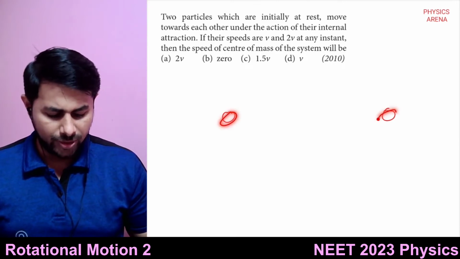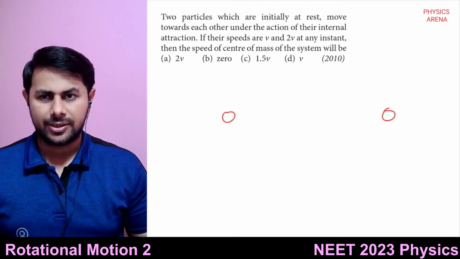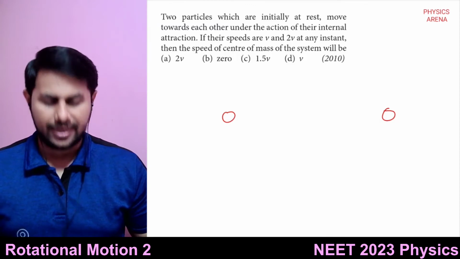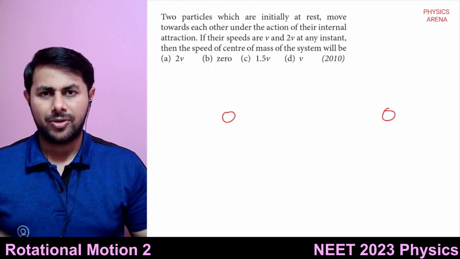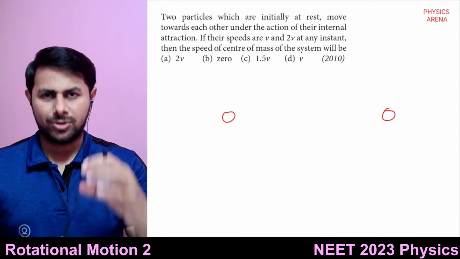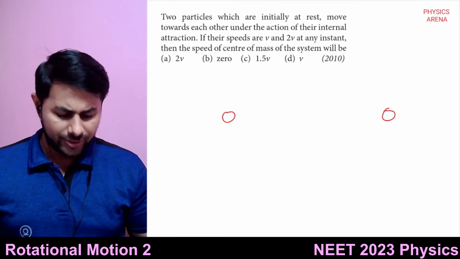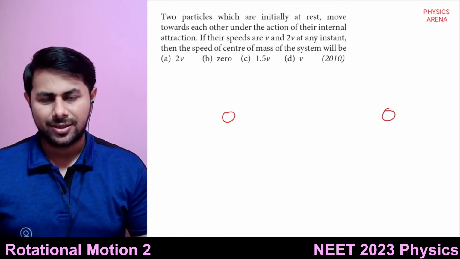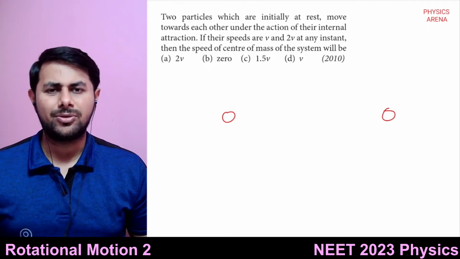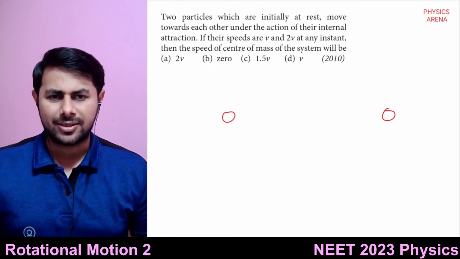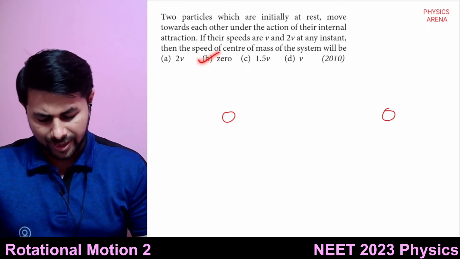if we think about both the bodies, there is no external force, and that's why the center of mass, because initially those bodies were at rest, so the center of mass was at rest. Because there is no external force, the center of mass will remain at rest. So option B is the answer.